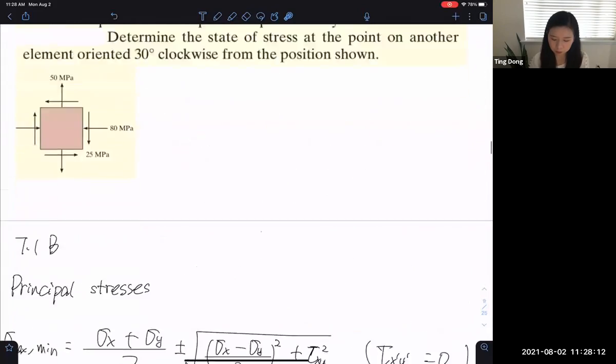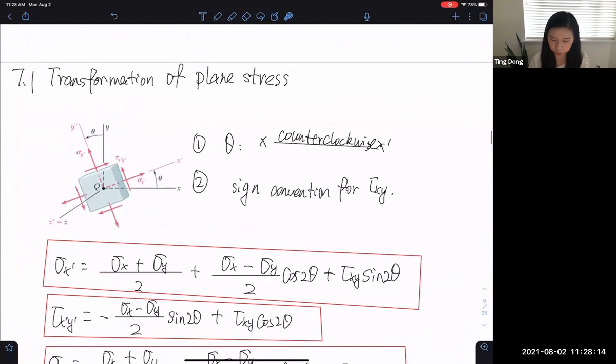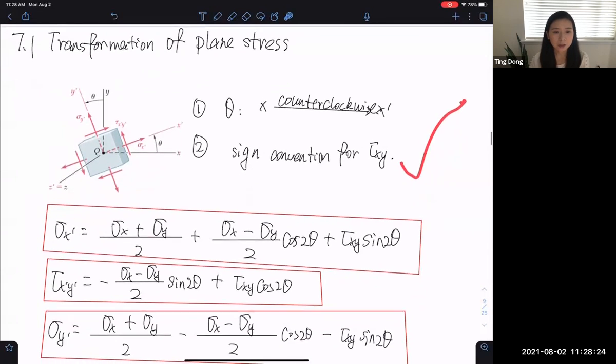So these are the two parts we need to be careful about. One is the definition of theta. You need to follow this theta definition, otherwise the equation won't work. Second is how we deal with the sign of tau xy when we plug into the equation.